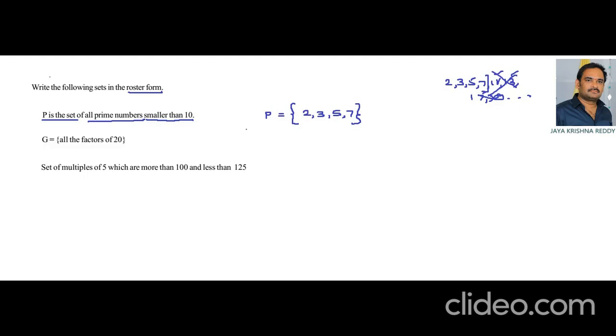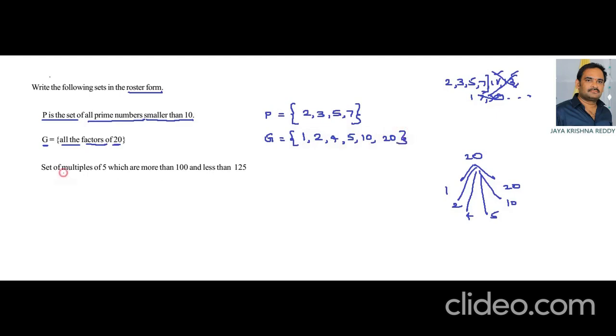For the second one, the set name is given as G, so G equals to, and the element should be taken as all the factors of 20. Factors of 20. So 20 factors means we have to write for 20, so it will be divisible by 1 table and 20 table, and it will be divisible by 2 table and 10 table, and also divisible by 4 table and 5 table. So the factors of 20 are 1, 2, 4, 5, 10 and 20.